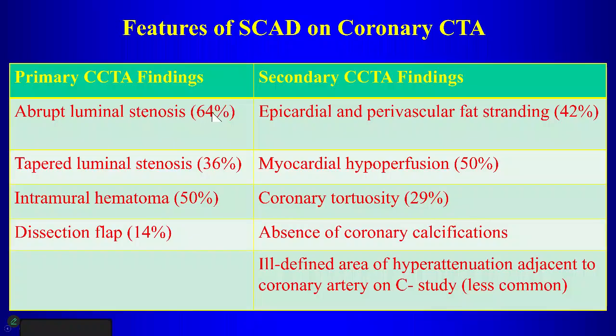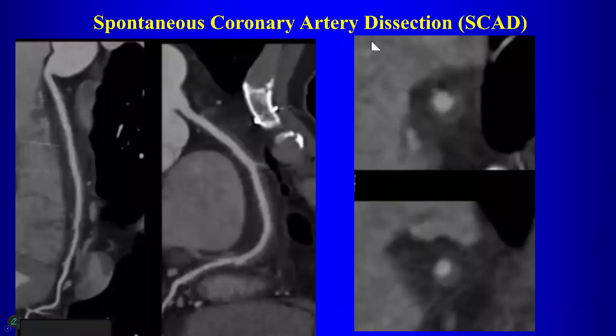So the primary CTA findings: abrupt luminal stenosis, tapered luminal stenosis, intramural hematoma, the dissection flap, less than 30%. Secondary coronary CTA findings: epicardial or perivascular fat stranding, myocardial hypoperfusion, coronary tortuosity, absence of coronary calcifications, ill-defined hyperattenuation adjacent to the coronary artery. If you've done a CT study, that's less common. There you're talking about intramural hematoma, okay?